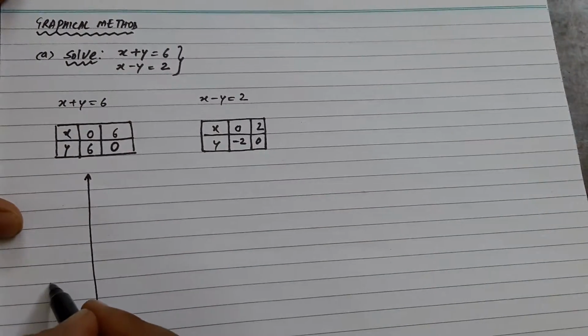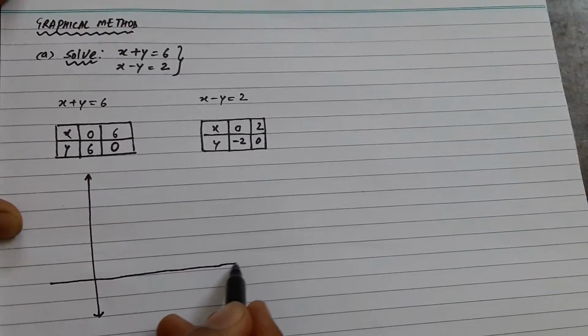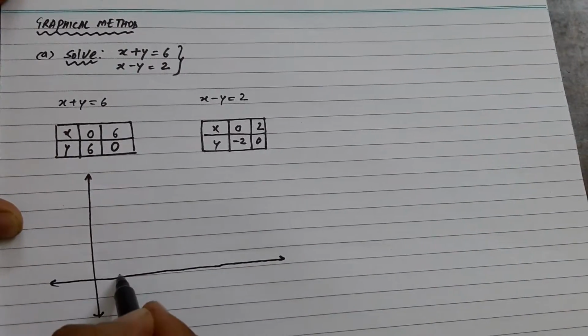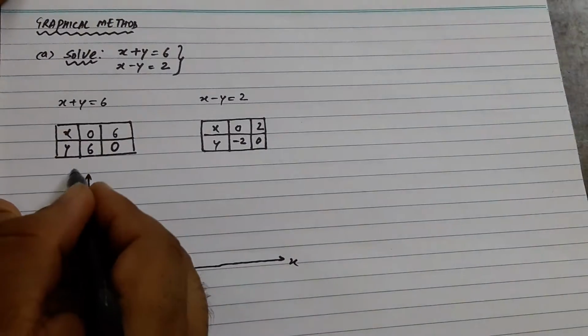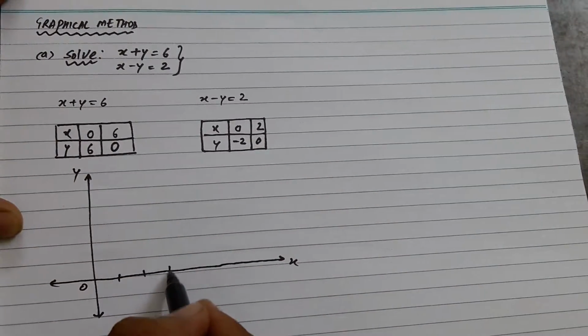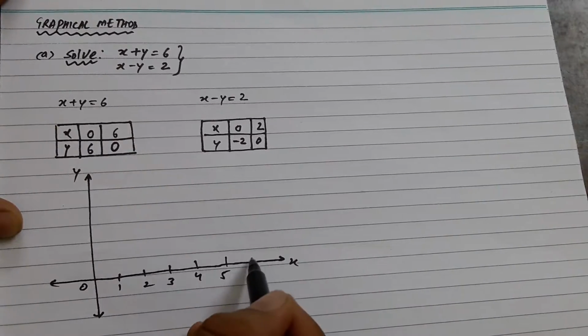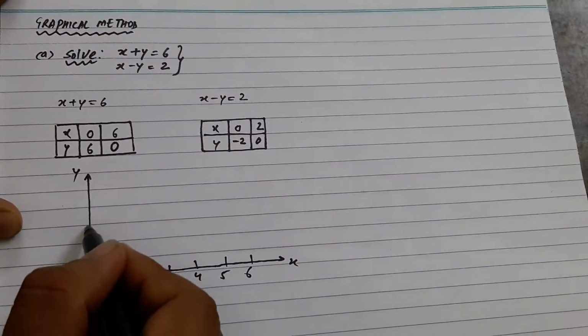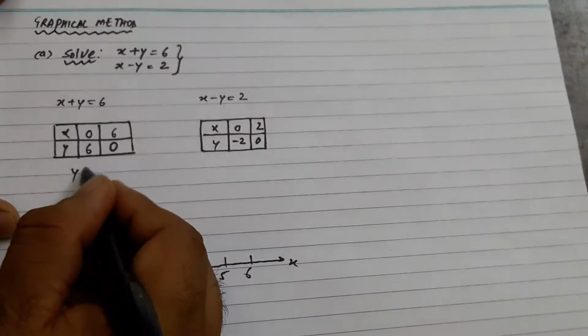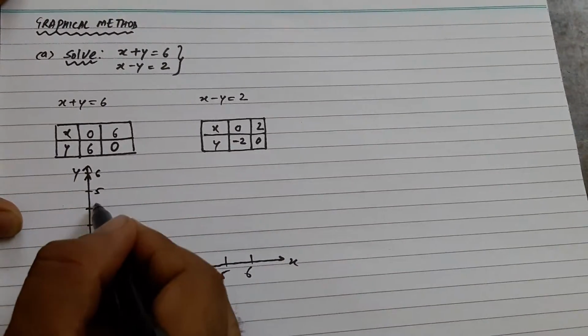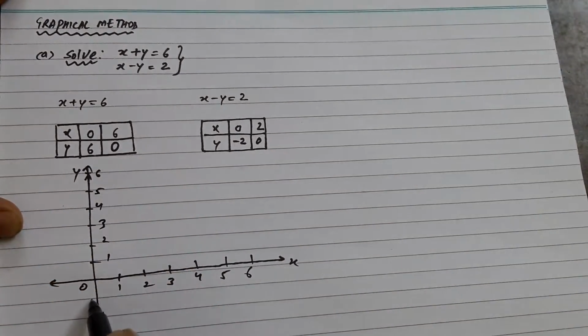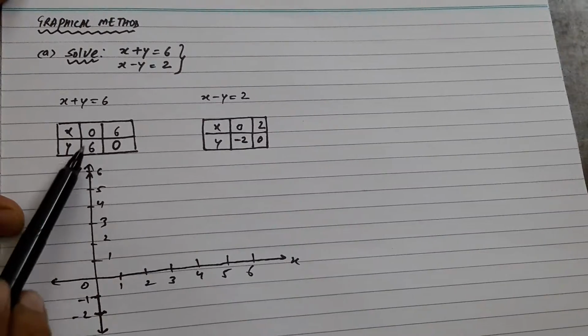This is the x axis, this is the y axis, this is the origin. 1, 2, 3, 4, 5, 6, and 1, 2, 3, 4, 5, 6. Similarly, because y is negative, minus 2 here, I have to go further, minus 1 and minus 2. Now plot these points on the graph paper.